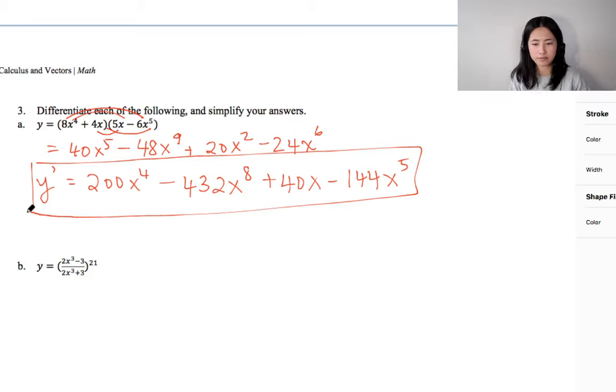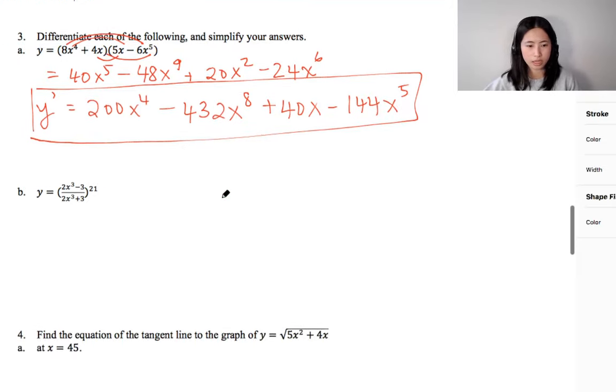Okay, great. Okay, let's move on to part B. We have y is equal to 2x cubed minus 3 over 2x cubed plus 3. And remember, this is raised to the power of 21.